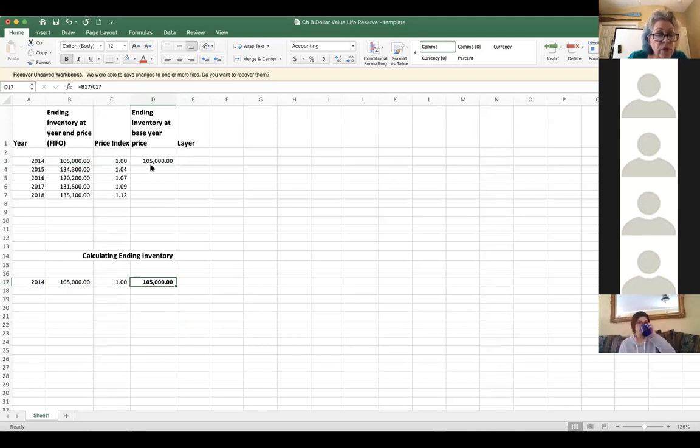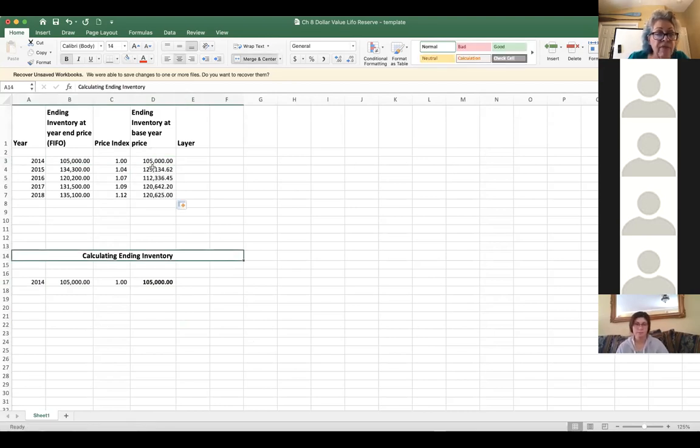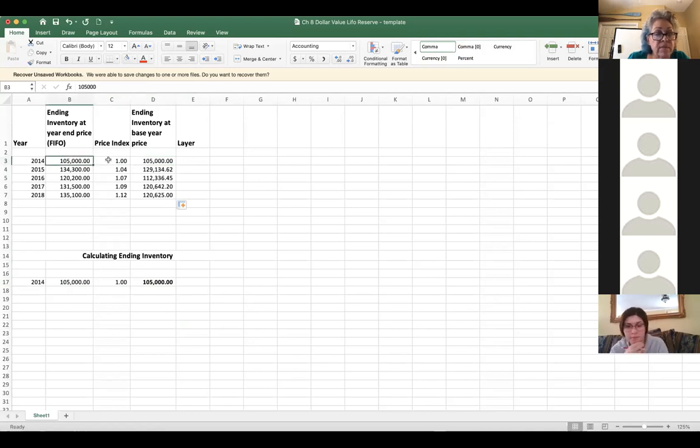Now in 2014, I need to find out what is my ending inventory at base year price. So I'm going to go ahead and copy, because I had the formula of B divided by C. I just copied it down for all the years, and I now know the ending inventory at base year price for all 5 of the years.